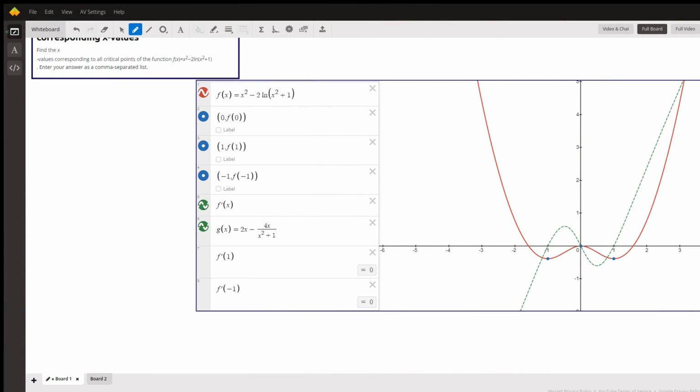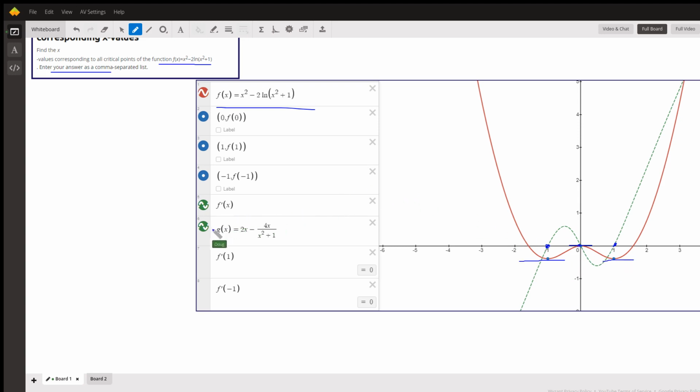This problem simply asks you to find the x-coordinates, or the x values, of the critical numbers for this function, which occurs when the first derivative equals 0. Here's the red graph of the original function. This is the graph of the derivative, the green dashed line, and it looks like that derivative is equal to 0 at 1, 0, negative 1, 0, and 1. And those are the points where the original function has a horizontal tangent line.